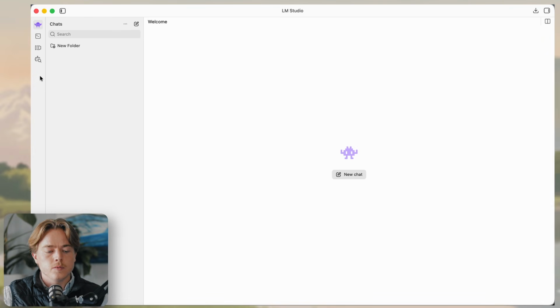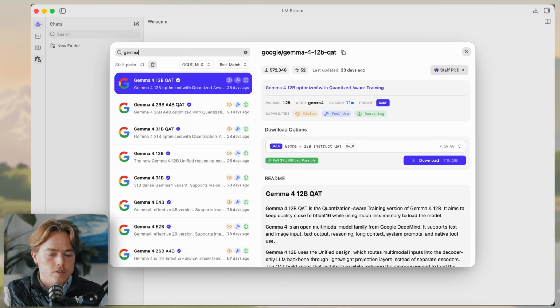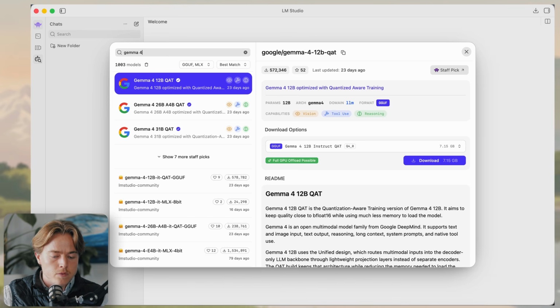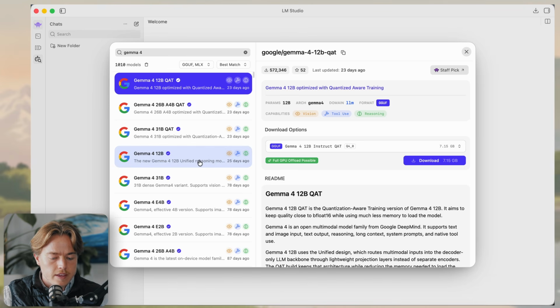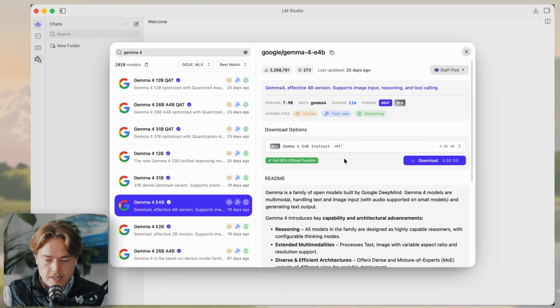So we're in here and we're going to go over to the left and hit model search. Now I am going to use the same one. So I want Gemma 4. I am going to take their E4B. This is 7.9 billion parameters, so that fits well within a good range for my computer, and I'm going to download it. Now, this will take a little bit, so we're going to skip.